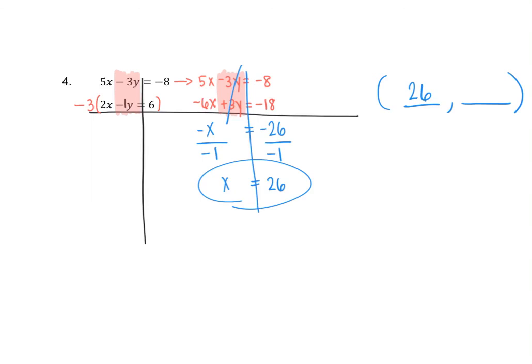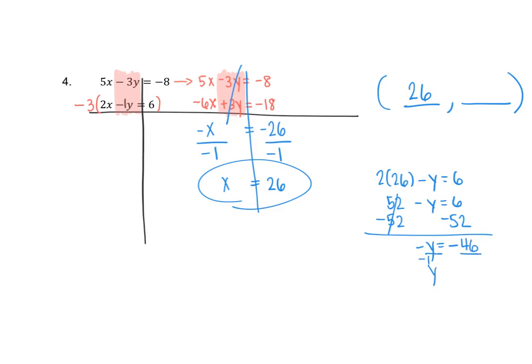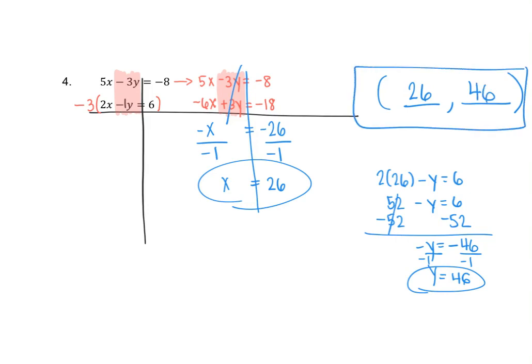And I'm also going to plug into the bottom one for this just because it's smaller, it's more positive. So I get 2 times 26 minus y equals 6. That gives me 52 minus y equals 6. I subtract 52 from both sides. I get negative y equals negative 46. Divide both sides by negative 1. Y equals 46. And I'm all done.